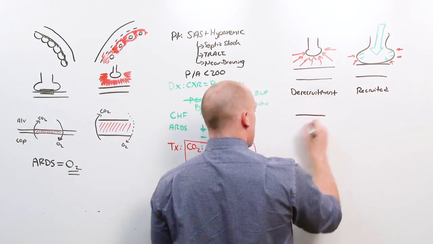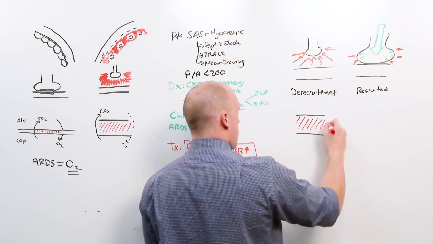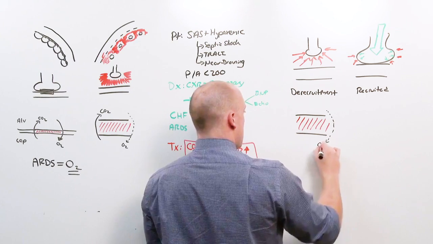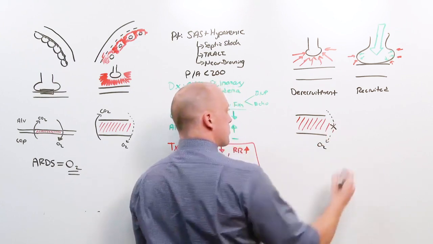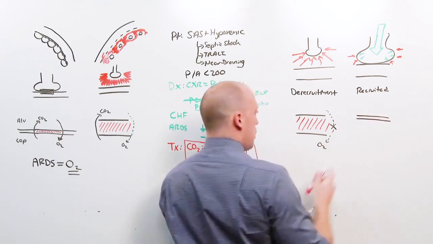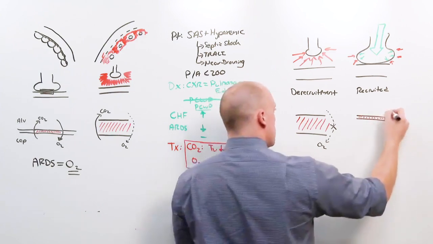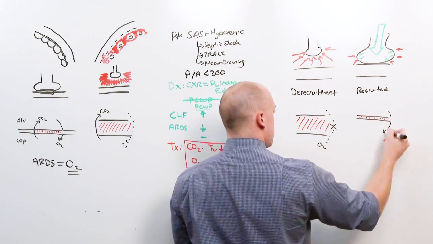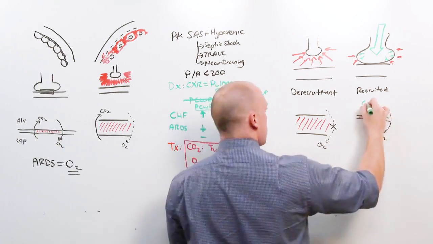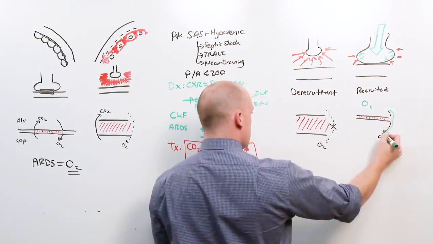The de-recruited alveolus has a large diffusion barrier. Oxygen can't get through. The recruited alveolus has a very small diffusion barrier, so oxygen can get in. And of course, if you also apply increased FiO2, you increase the amount of oxygen diffusion.